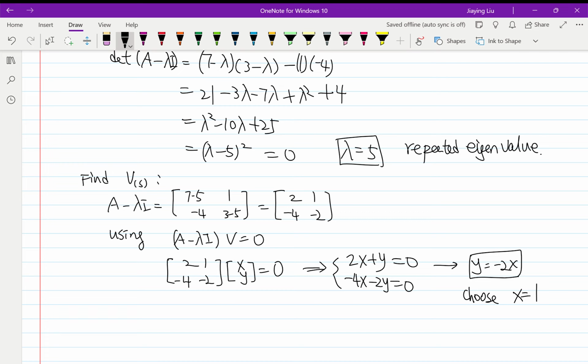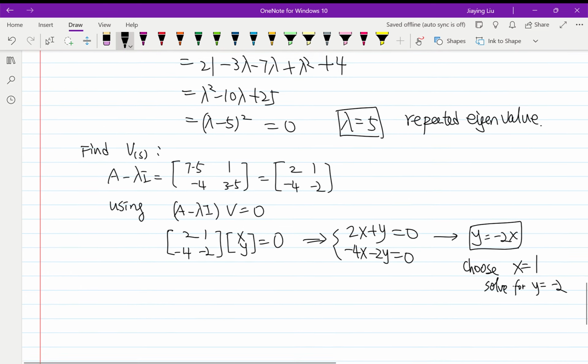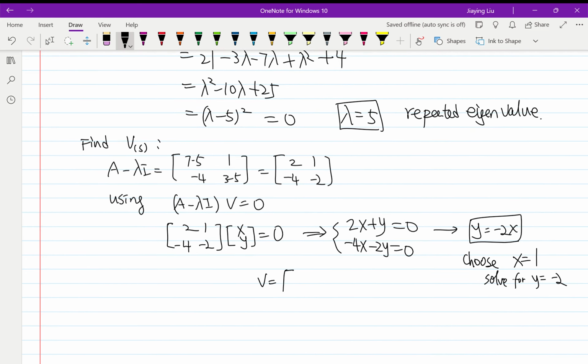The reason we don't pick a 0 here, you know already, right? Because if we pick x equals 0, y will be 0, then v will be 0, 0. That's a vector we don't want. We want a non-zero vector. So we choose x equals 1, and we can solve for y. So the y will become -2. So that gives me a vector v, which is 1, -2.